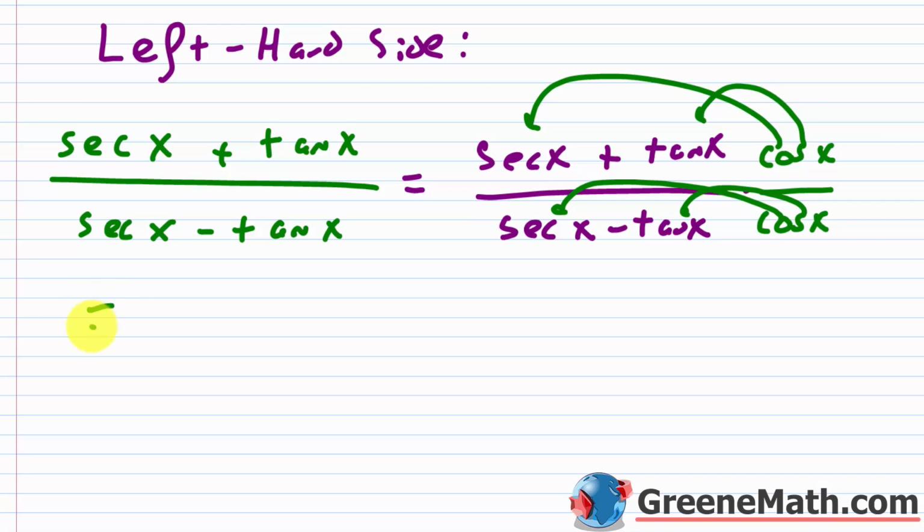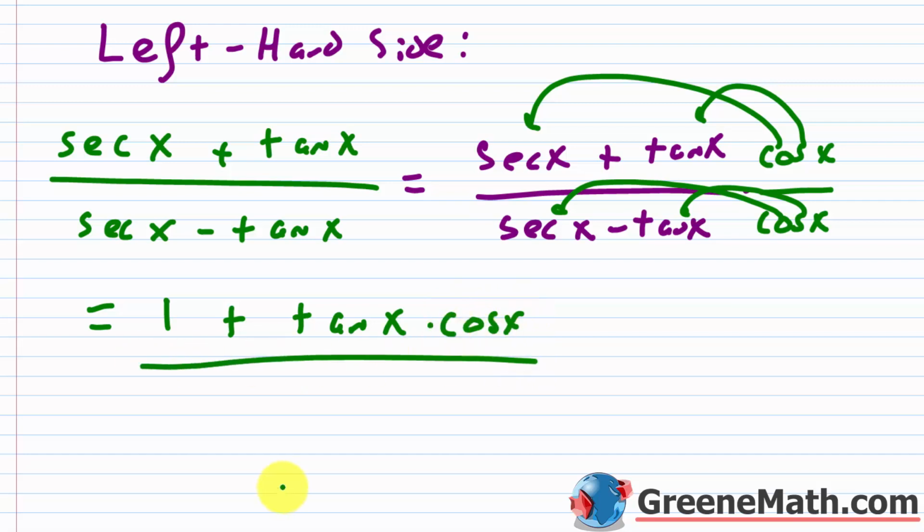So let me just put equals over here. This multiplied by this is going to give me 1, okay? And then plus, let me just write this out. So the tangent of x times the cosine of x. We know we can cancel that further. And then we have, again, cosine of x times secant of x is 1 minus, we'll have the tangent of x times the cosine of x.